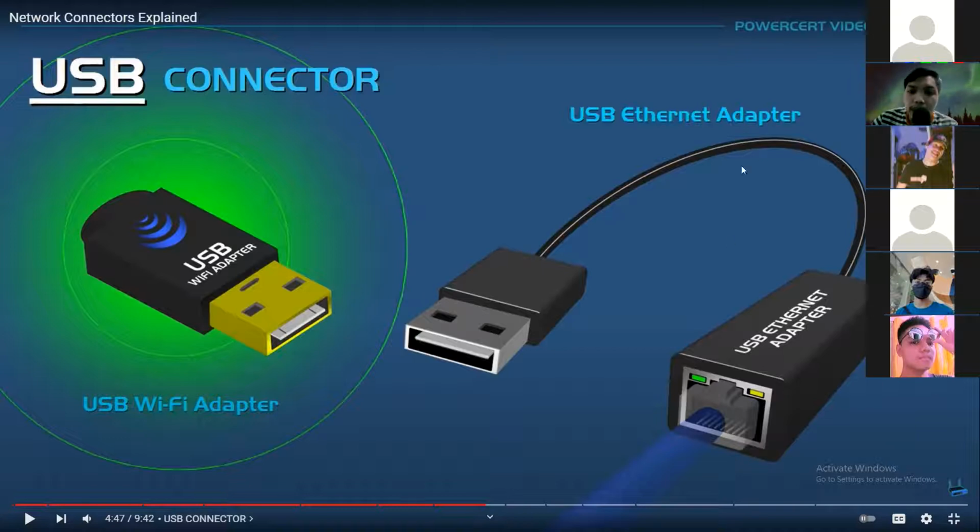Okay? So meron din naman tayong USB Ethernet adapter, which is ito naman, hindi naman Wi-Fi. Ito naman to connect your RJ45, which is yung LAN cable mo. Okay? So for example, walang driver yung ano mo. So you can use USB Ethernet adapter. Okay?